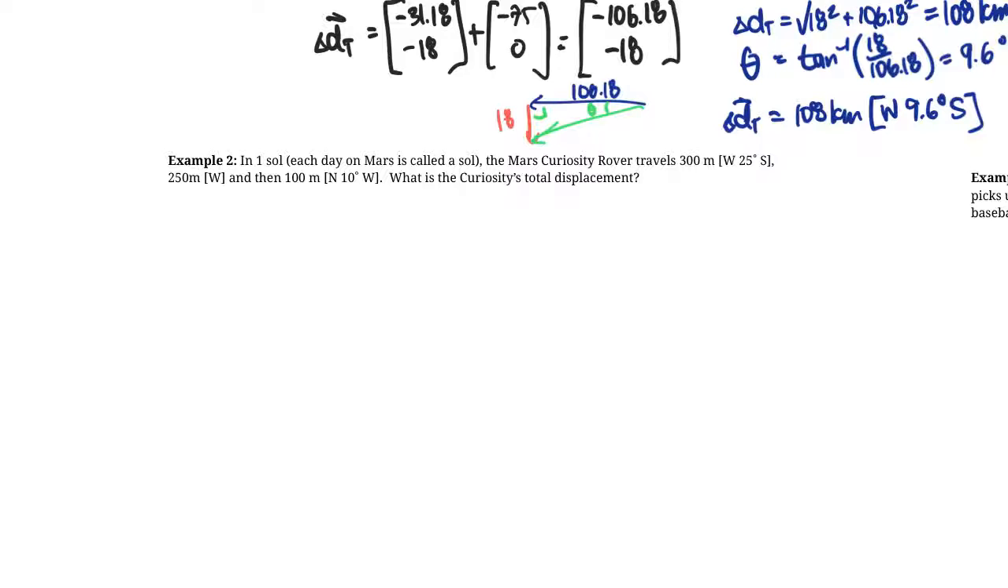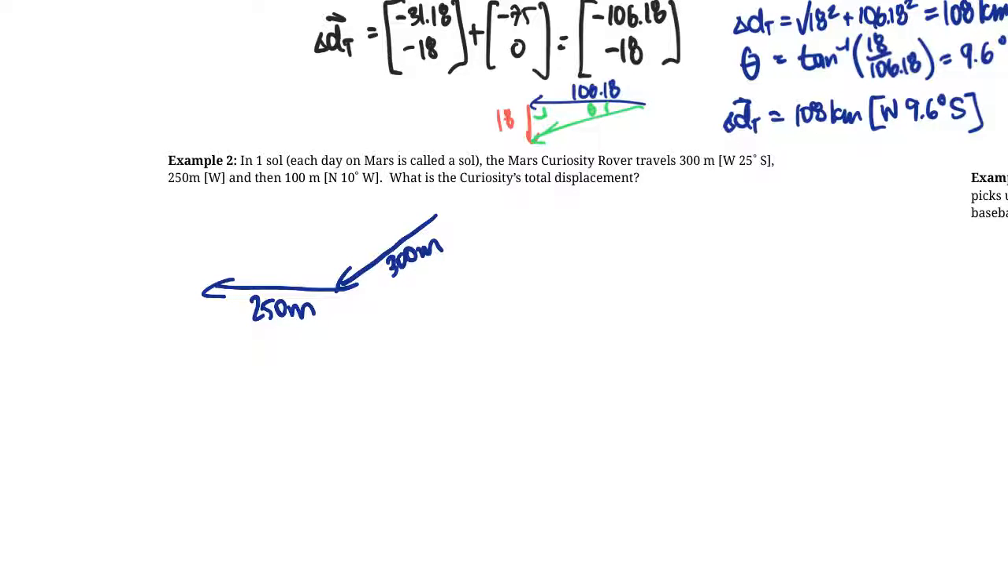So this is a Mars rover rolling along on Mars. And we start off with 300 meters west 25 degrees south as our first displacement. So west 25 degrees south is going to look something like that, right? And that's 300 meters. And then straight west, 250 meters, so something like that. And then north 10 degrees west.